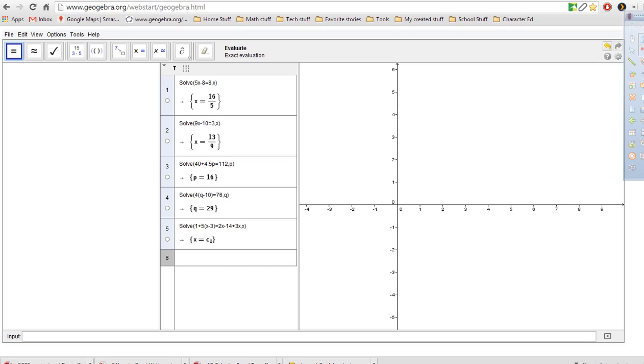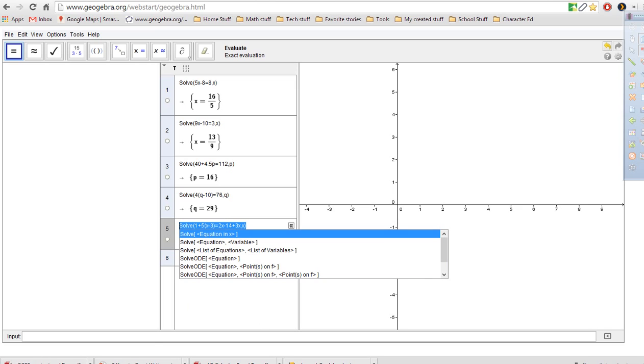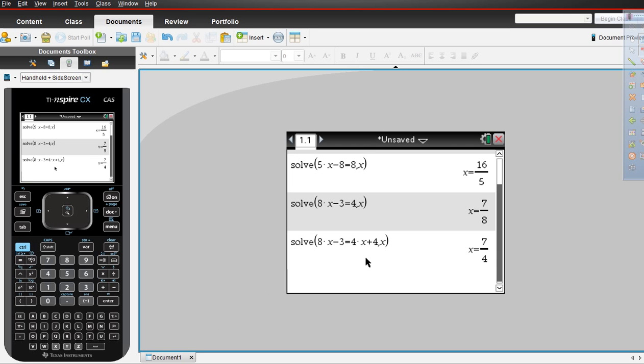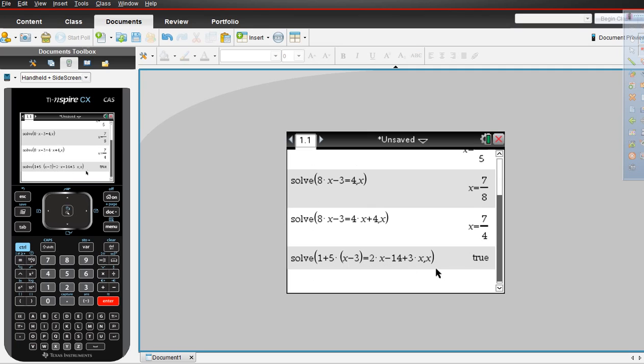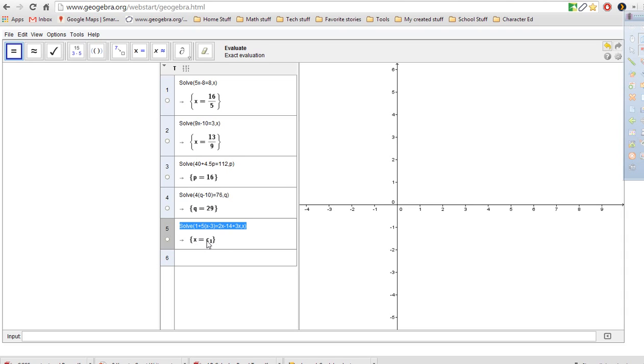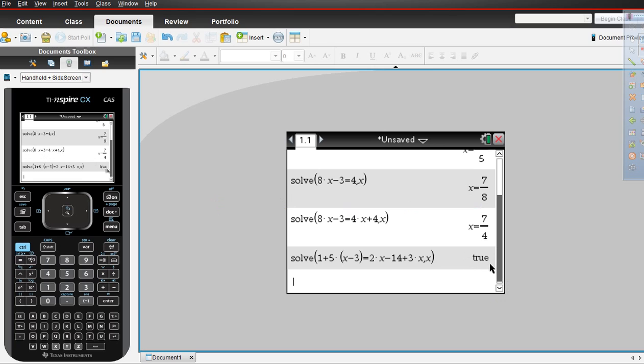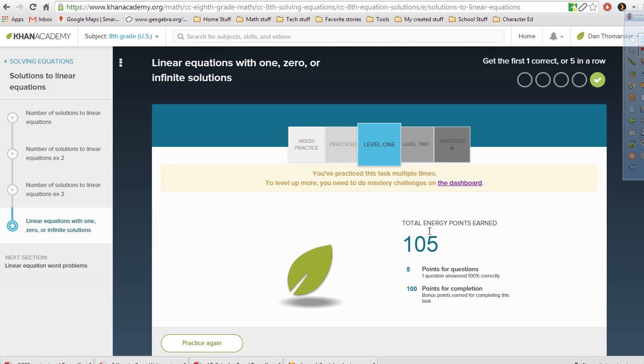Let's go back here and see if I can copy this. Can I copy everything that's here? Oh yeah, I think so. Control C. And then let's go back into my calculator and see if I can paste that. Control V. So 1 plus 5 times x minus 3 equals 2x minus 14 plus 3x. Yeah, so you have to read those real close to see. Now what does it say on this side? Oh, this is different. That's a different solution. This says x equals c1, which means any constant. And this one says true. This means it's a true statement, which means it can be any answer at all.